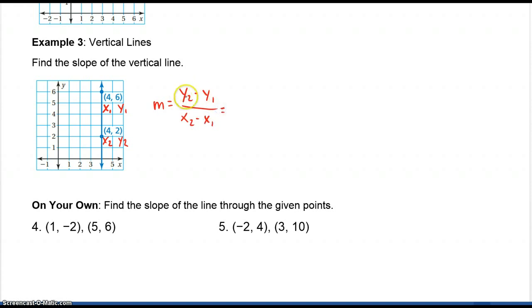Fill in the values. This asks for y2. Go over here, find y2. It is 2 minus y1 up here is 6. x2 down here is 4. x1 up here is also 4. 2 minus 6 in the numerator is negative 4. 4 minus 4 in the denominator is 0. So you cannot divide by 0.